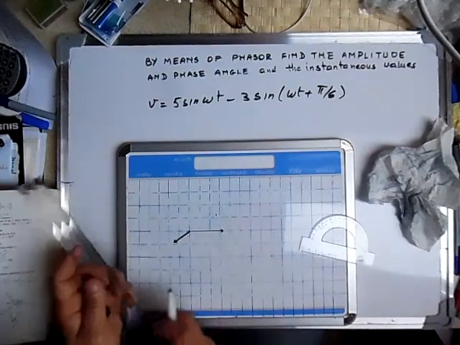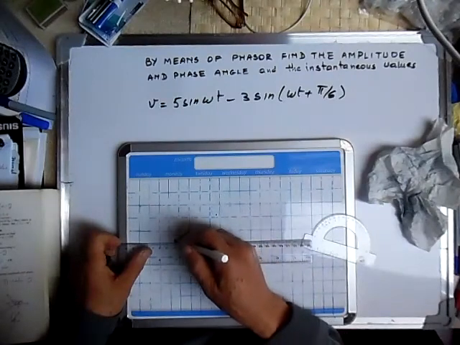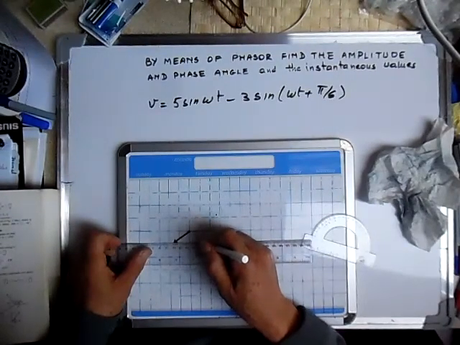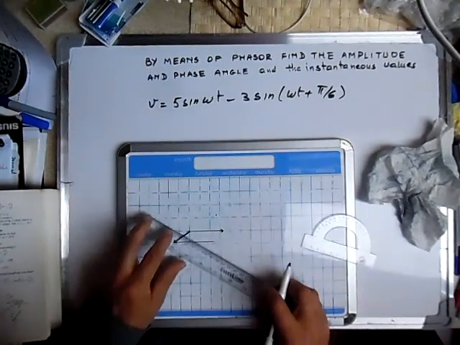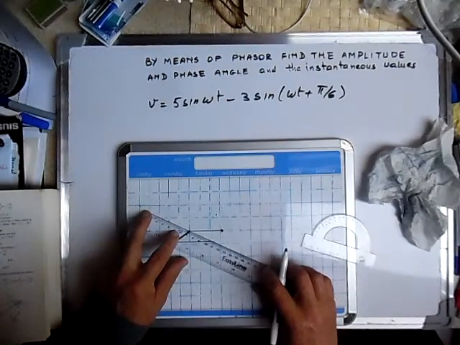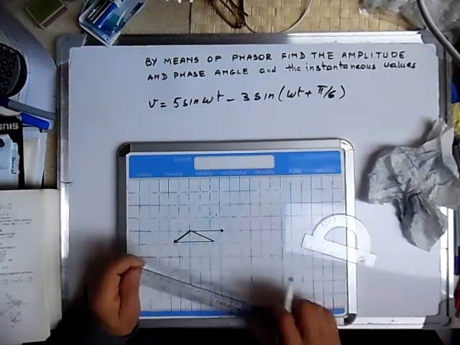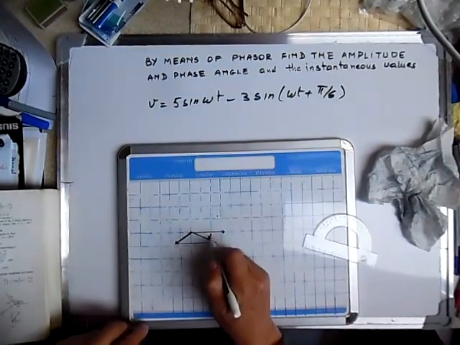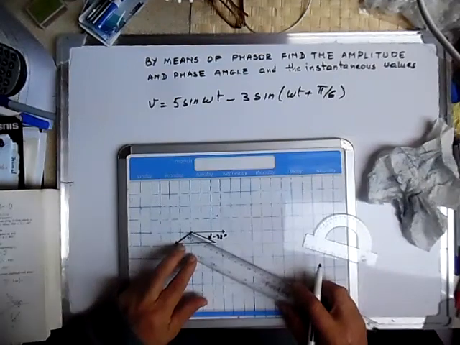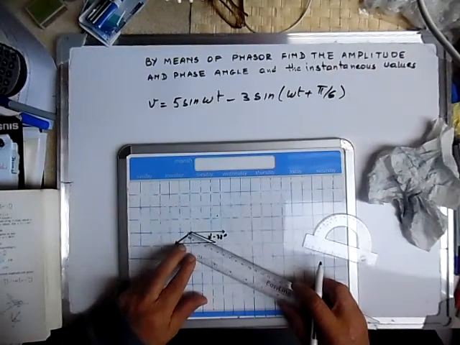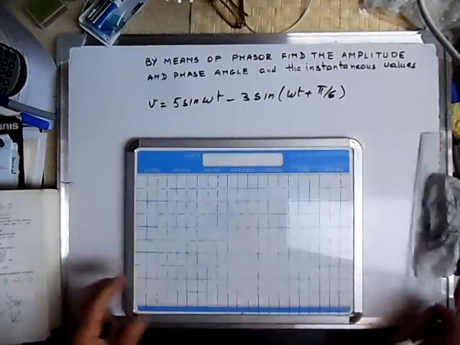Okay, so we see that the result will be 5, 1, 2, 3, 4, 5. The result will look like this. Okay. The angle is about minus 32 degrees, and the module is about, here it's more than 3. Let's see algebraically how we calculate it.